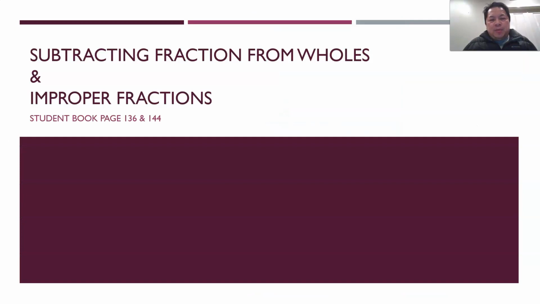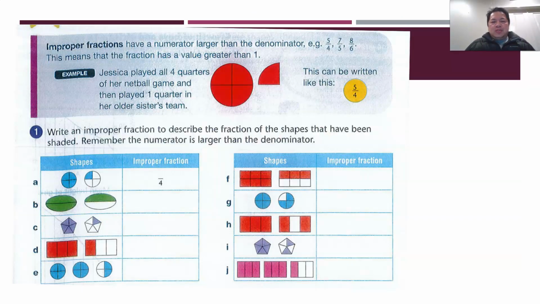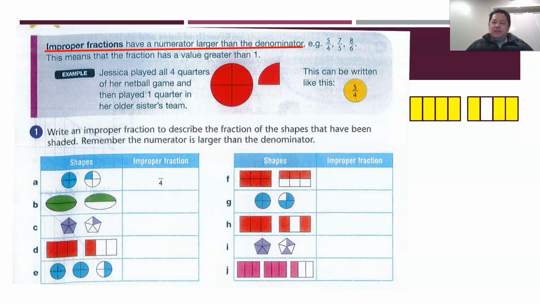Okay, next part on improper fractions. So first, we need to convert the information provided into an improper fraction. Remember, an improper fraction is a fraction with the numerator larger than the denominator. That's how we define it as an improper fraction. So for example, I have these 2 blocks here. Each block is made out of 4 pieces. So how do I convert this into an improper fraction?